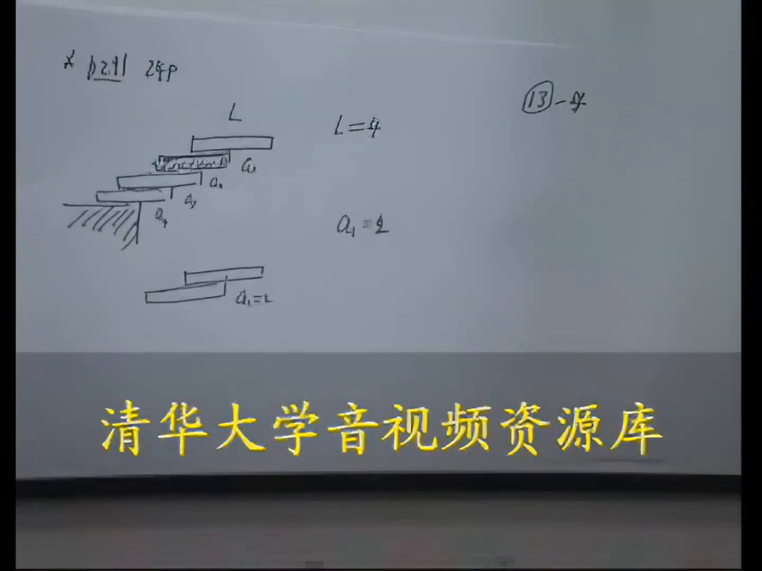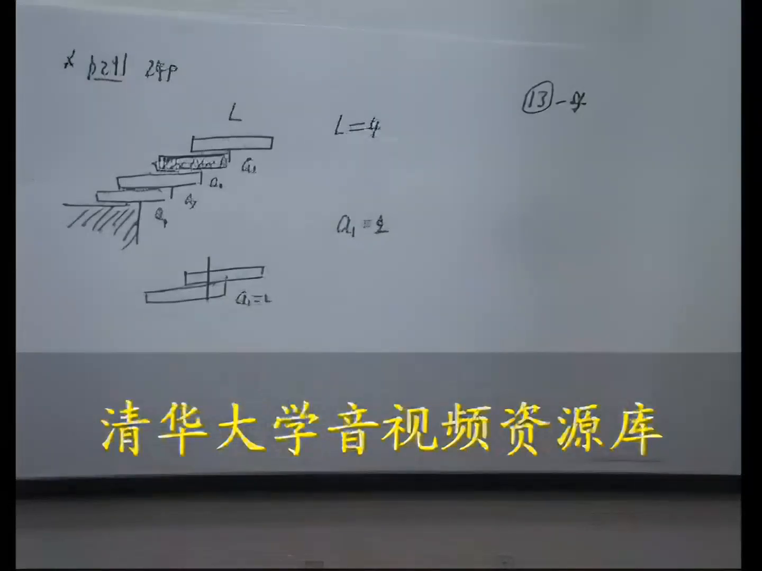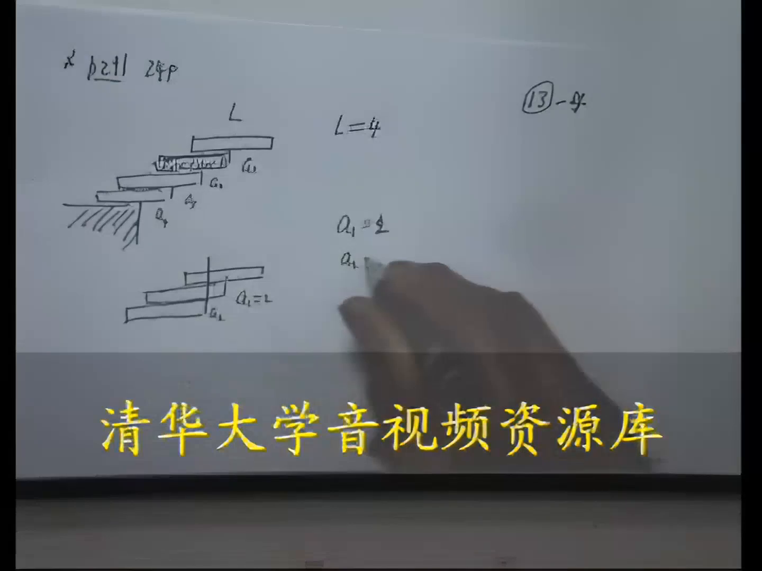Then let us consider A1 and A2. Consider the top two blocks together. The center of mass of these top two blocks is here. Agreed? So it's symmetrical. So if I put the next block here, the top two blocks won't fall. That proves that A2 is equal to 1.